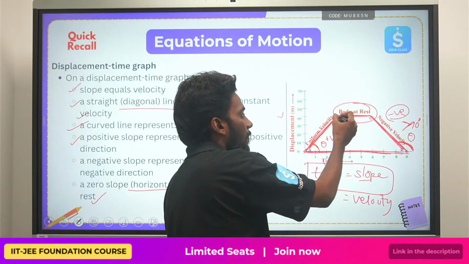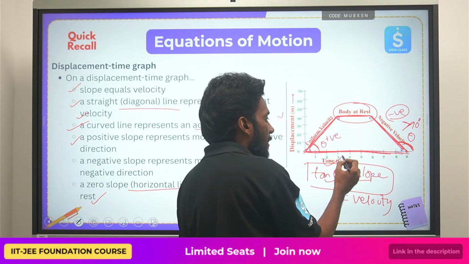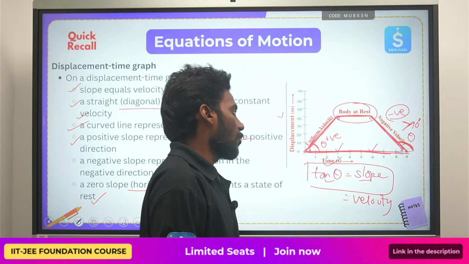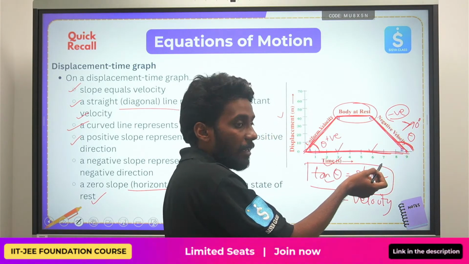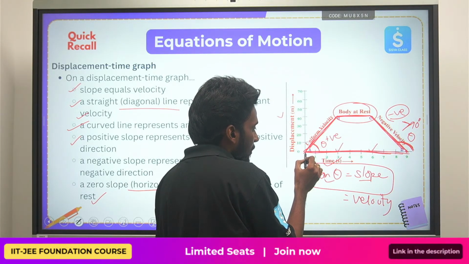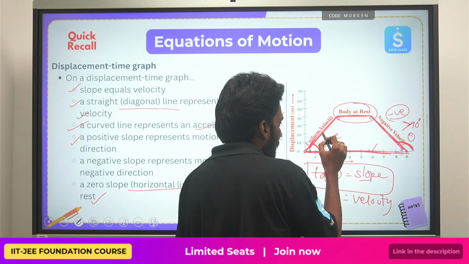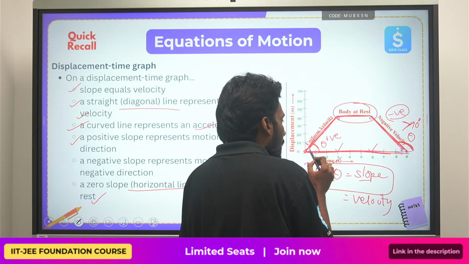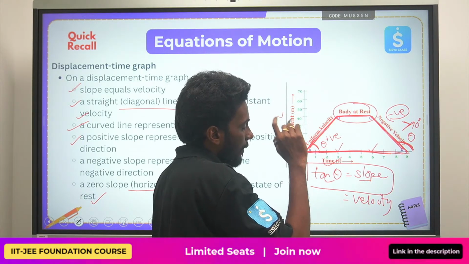So this is the graph where the body is at rest. This part of the graph tells us that the body is at rest between the 3rd and the 6th seconds of its motion. By this graph, what can we conclude? The body started its journey at the 0th second. Up to the 3rd second there is a uniform velocity, and by the third second the body has reached 40 meters, right?